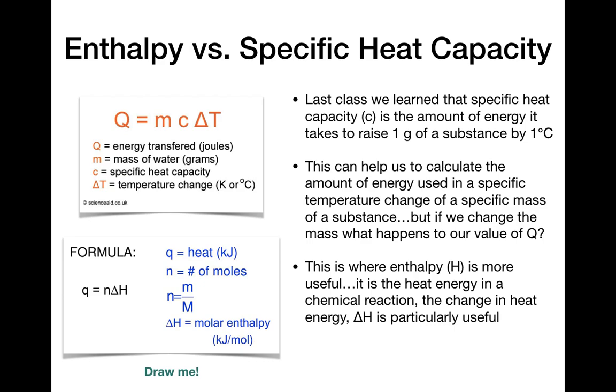So enthalpy, also by capital H, is much more useful in terms of multi-applications of this idea for energy and chemical reactions. It's the heat energy in a chemical reaction, hence the H. And while we can't often measure the heat energy directly, we can measure delta H fairly easily. So the change in enthalpy is a much more useful calculation. There you can figure out enthalpy per mole of a substance.